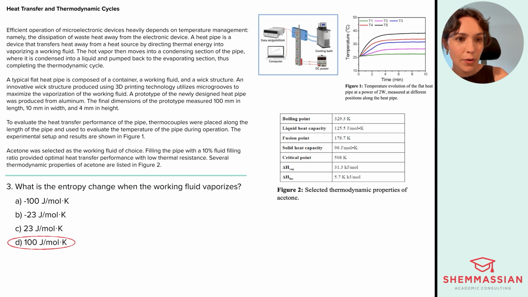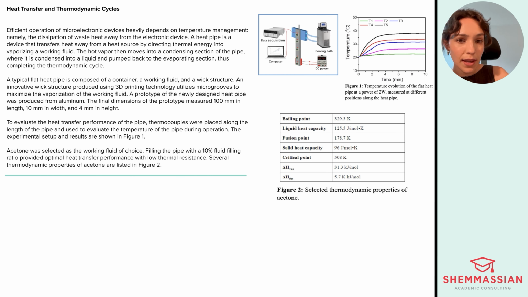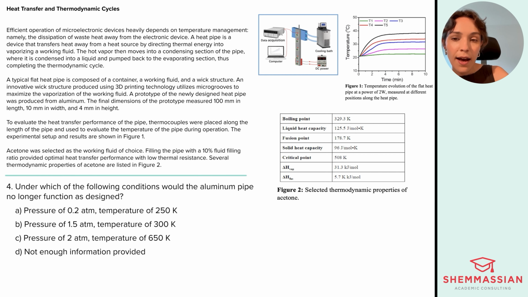Okay, let's move on to question 4. And here we're going to be looking at a thermodynamics application question, and it asks us, under which of the following conditions would the aluminum pipe no longer function as designed? So to start out, let's consider how this thermal pipe actually operates. It uses a working fluid, in this case acetone, and it depends on the fluid's ability to vaporize and condense. So that process can only occur if the fluid is in separate liquid and gaseous phases.